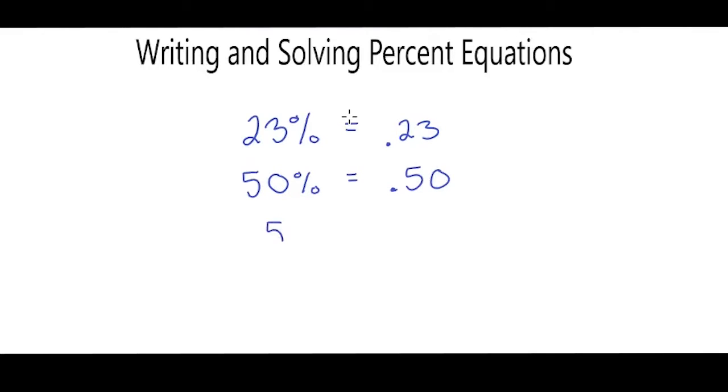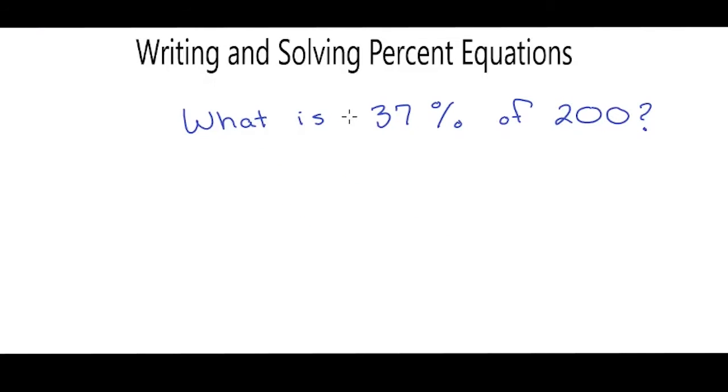But the decimal equivalent of 5% is 0.05. So remember that 50% is 0.50 and 5% is 0.05. So let's get started on writing and solving some percent equations.